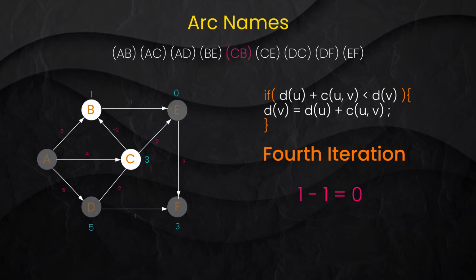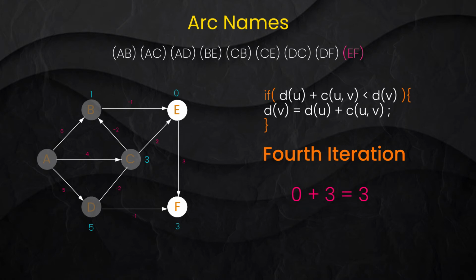CB: 3 minus 2, that is equal to 1, will not be updated. CE: 3 plus 2, that is 5, greater than 0, will not be updated. Then comes DC. DC is 5 minus 2, that is equal to 3, will not be updated. Then comes DF. DF is 5 minus 1, that is equal to 4, 4 is greater than 3, so that also will not be updated. Now EF. EF is 0 plus 1, that is 1, but the current value is 3, so 3 is not updated.